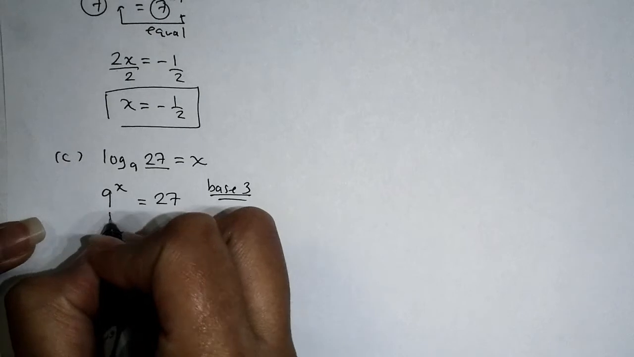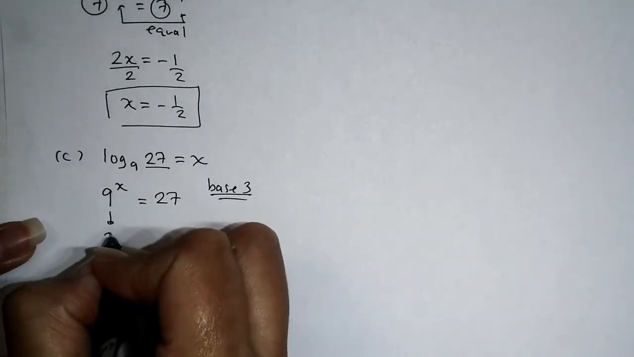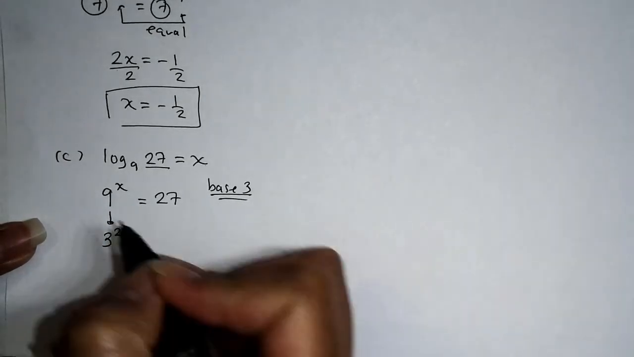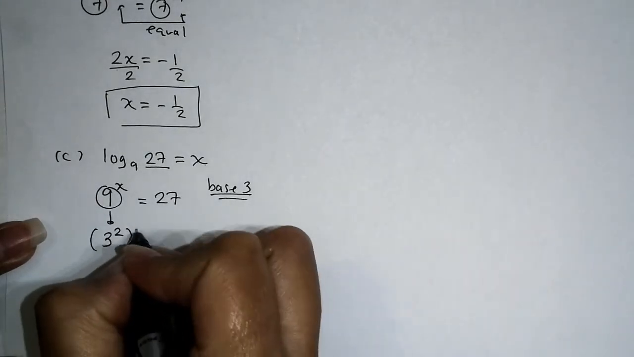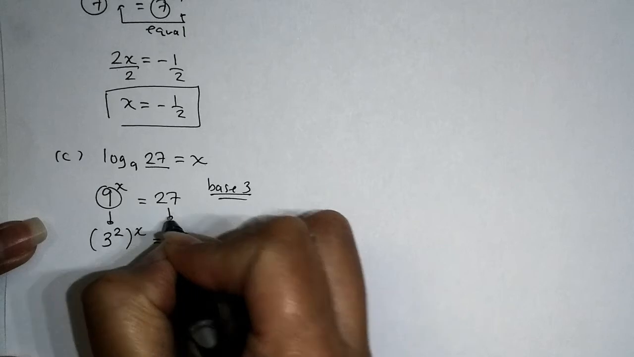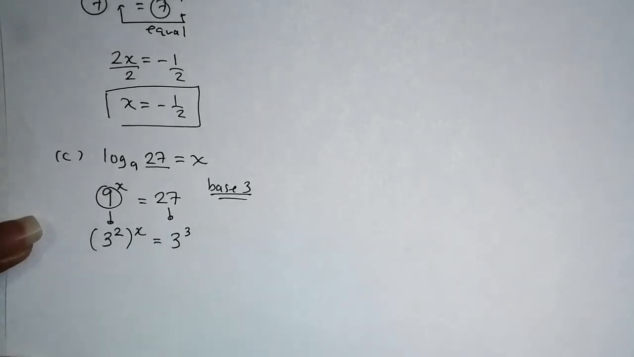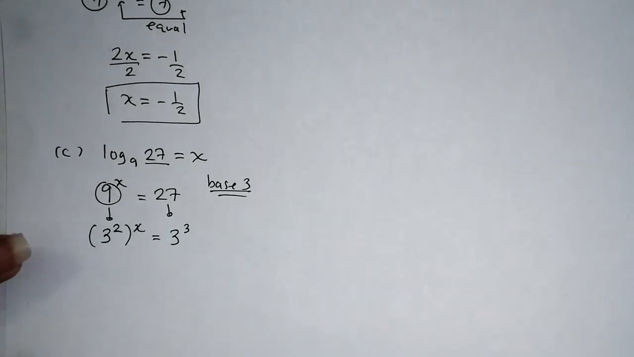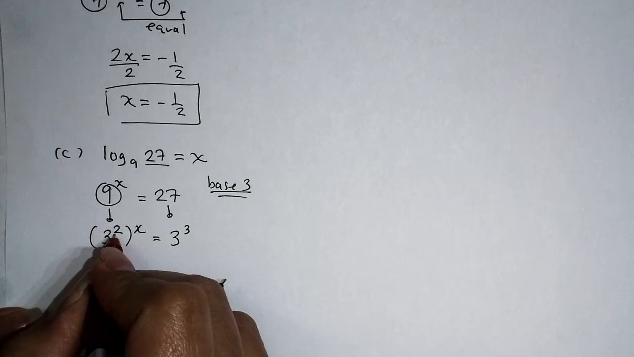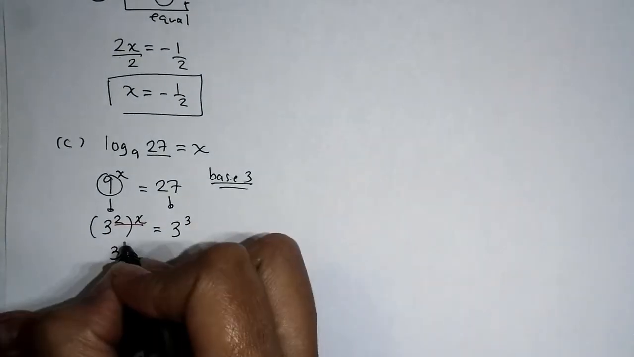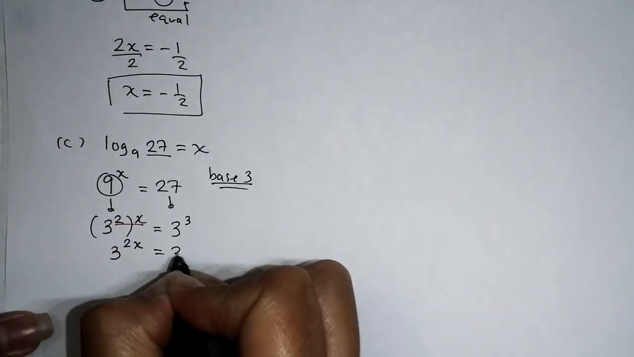So 9 in terms of base 3 or power of 3 will give us 3 squared. And then the question is, what was going on with the 9? We were squaring it. So let's go ahead, square our undercover 9. 27 is the same as 3 to the 3rd power. On the left side, we are going to apply the power rule for exponents. So power rule, we're going to keep the base and multiply the exponent. So that will give us 3 raised to the 2x is equal to 3 to the 3rd power.